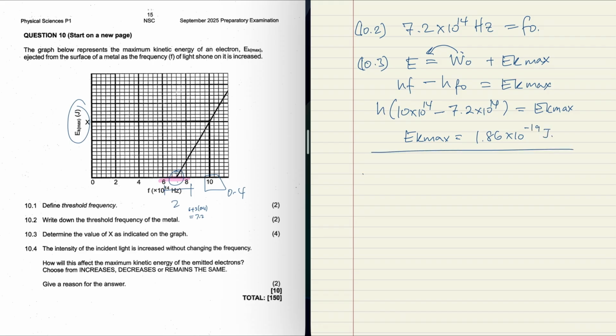Question 10.4. The intensity of the incident light is increased without changing the frequency. How will this affect the kinetic energy? It's not going to affect the kinetic energy. It's going to remain the same, because the only thing that affects kinetic energy is frequency. Only frequency affects Ek.